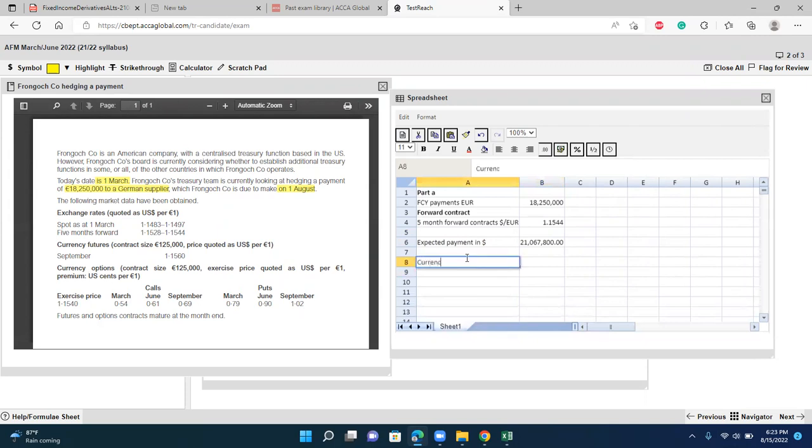Then solve the currency future. Okay, first step was to identify the amount of currency. Amount of currency we know. You can simply copy from above. Second step, this is the amount of currency to be hedged.